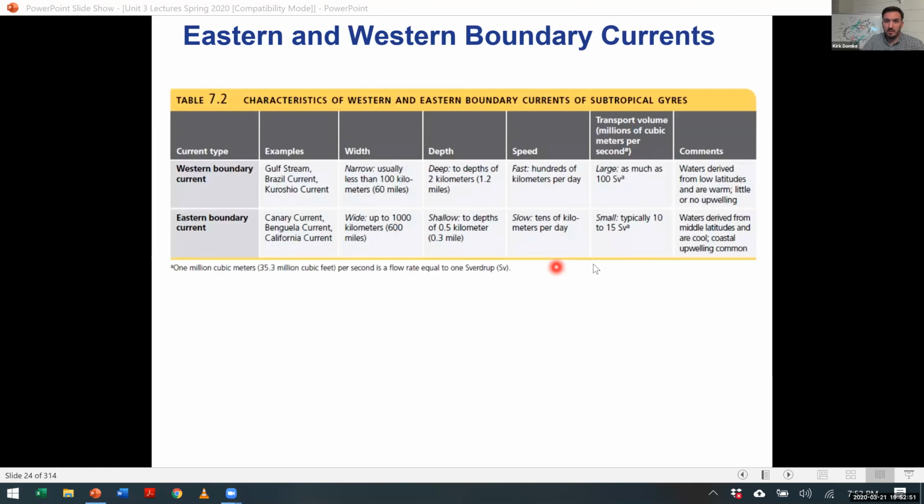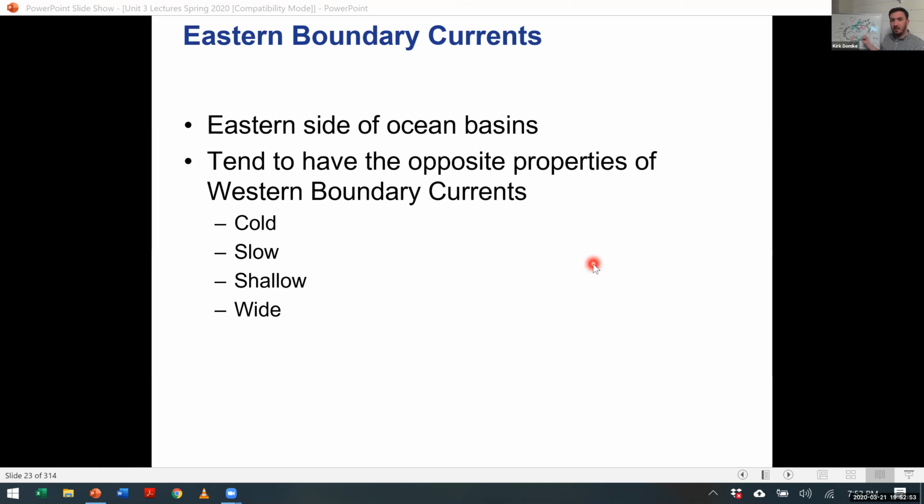Eastern boundary currents, as we just talked about, like the Canary Current, are the opposite of western boundary currents in every way. They are cold water, not warm water. They're slow currents, not fast. They're shallow, not deep, and they're wide, not narrow. Because they're wide, because you have a wide path to get through, the water is able to move a lot slower through there. Narrow paths, like your thumb over the garden hose, the water's going to go fast through there.